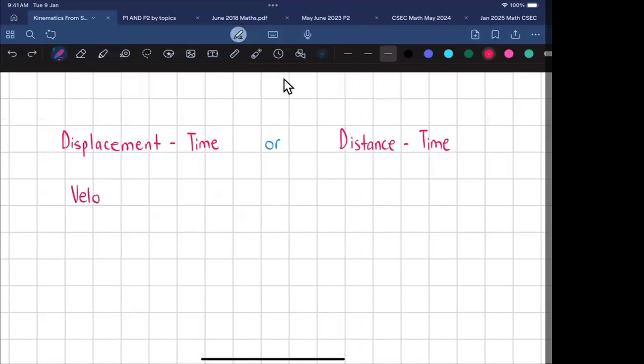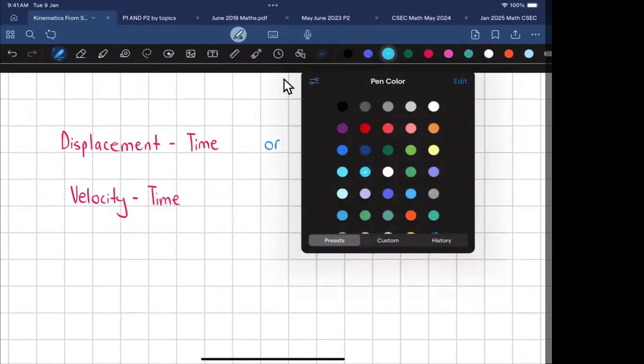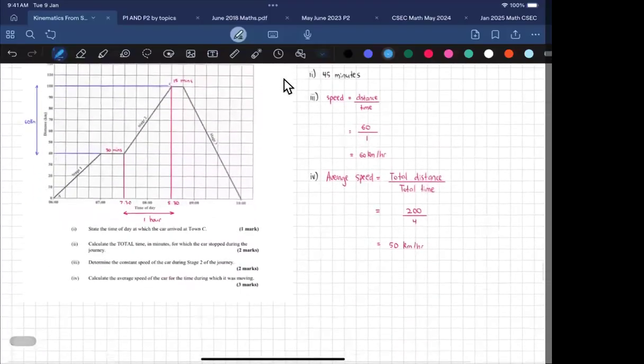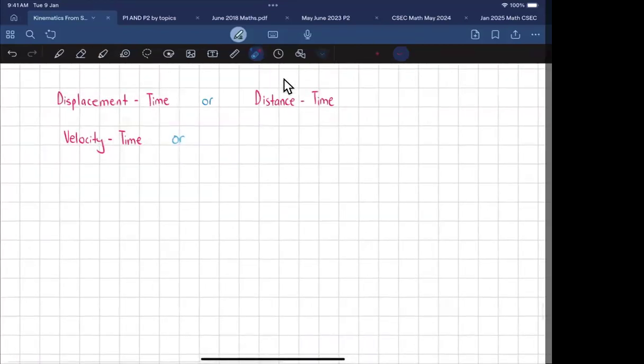So, guys, for a displacement time graph or a distance time graph, the gradient gave you what? When we found the gradient, what did we get? Remember, y2 minus y1, 100 minus 40 all over x2 minus x1. This is the gradient. Anytime you find the gradient for this graph, what do you get? It gets speed.